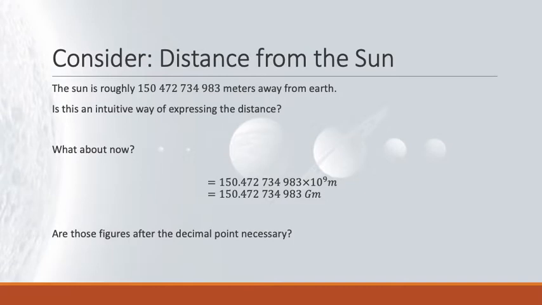What about if we change the representation? So if I change it using scientific notation, we can say that it's 150.472,734,983 times 10 to the 9 meters. Does that make it easier? What about 150.472,734,983 gigometers? Do those numbers really make a lot of sense? Do we need to include all of them?